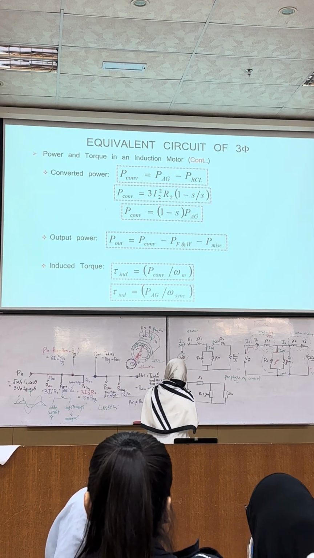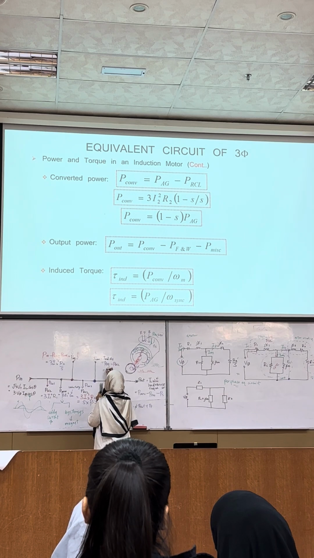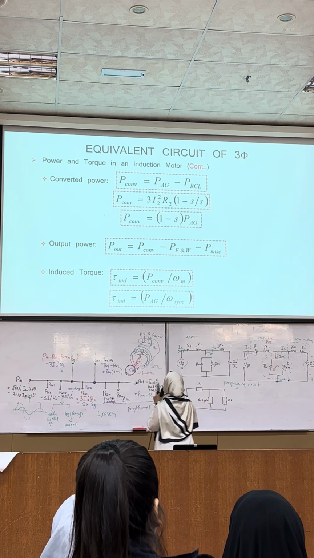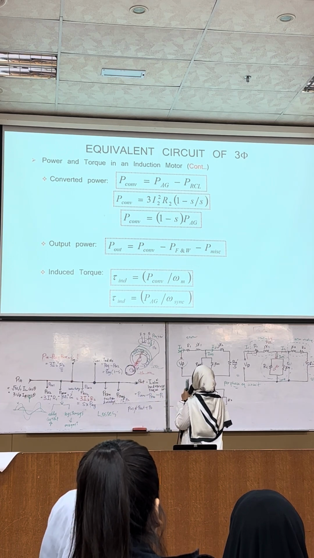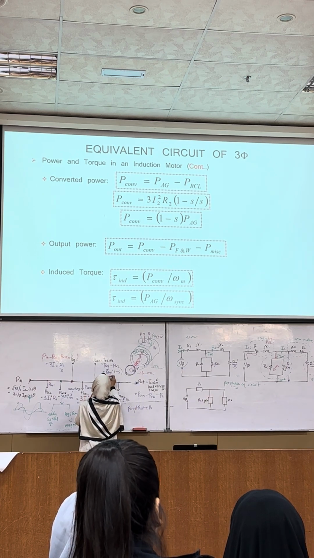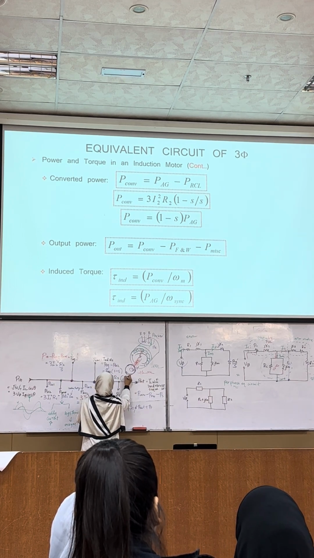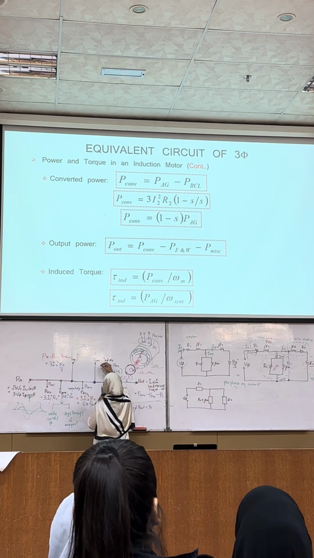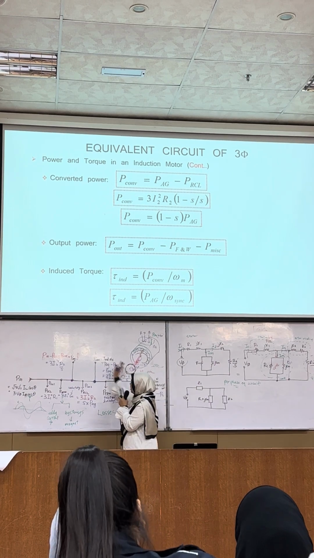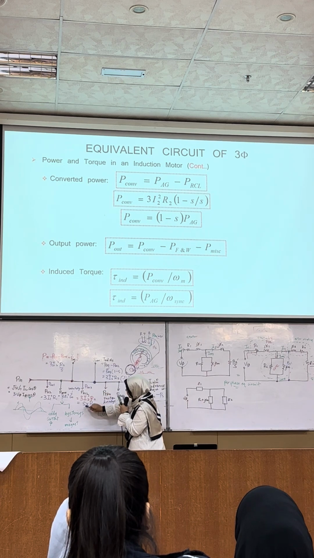Okay. Converted power pun ada satu lagi. Ada E air gap times 1 minus S. Or one more, 3I2 square R2 times (1 minus S) over S. This is all converted power equation. Don't worry. Where does this extra equation come from? It's when you involve slip.